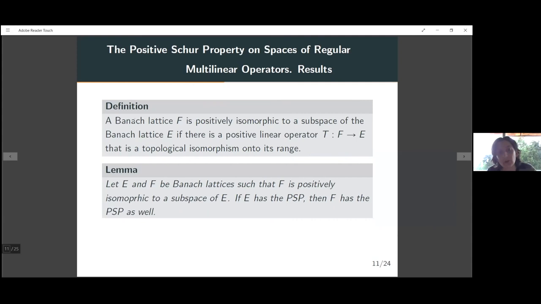And there is also an interesting definition that we introduce. F is a Banach lattice, F is positively isomorphic to a subspace of a Banach lattice E if there is a positive, necessarily positive, linear operator T from Banach lattice F to E, and this is an isomorphism. Why is positive necessary? Because in this case, only the following lemma holds. If E and F are Banach lattices such that F is positively isomorphic to a subspace of E, and the larger space has the PSP, then F also inherits the PSP. So being positively isomorphic guarantees that the positive Schur property will be inherited. And maybe this illustrates why, for example, the space L1 has the positive Schur property, while L2, which is included in it, does not.